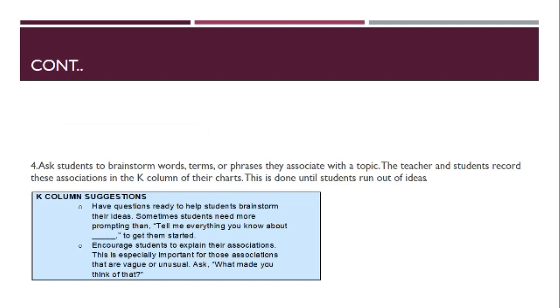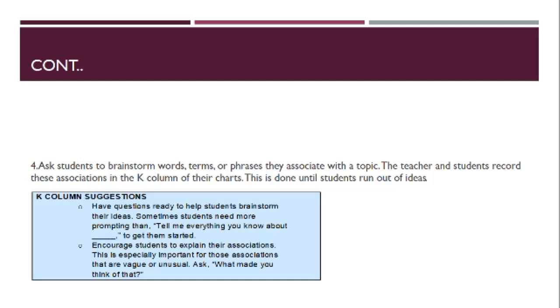So when you present a topic or a text, ask the students to brainstorm words, terms, or phrases they associate with the topic. The teacher and students record these associations in the K column of the chart, and this is done until students run out of ideas. So in the first 10 minutes of the lesson, just brainstorm, get them to list all of their current knowledge and what they think about the specific topic. And then have questions ready to help students brainstorm their ideas.